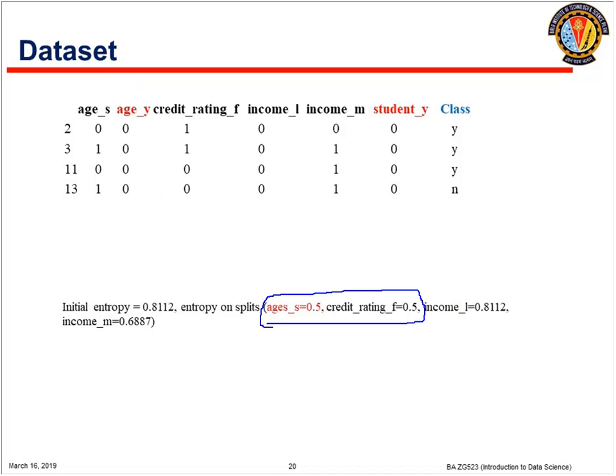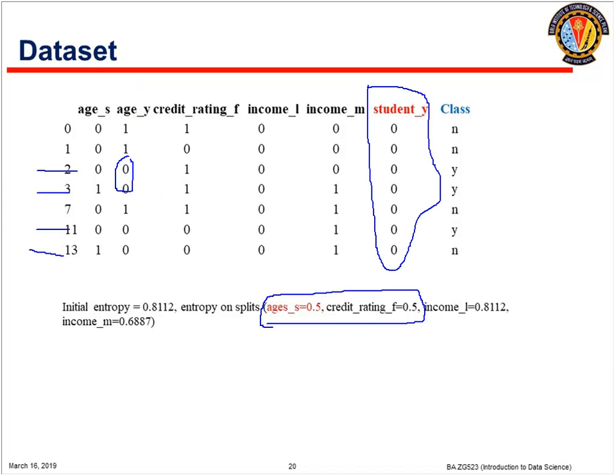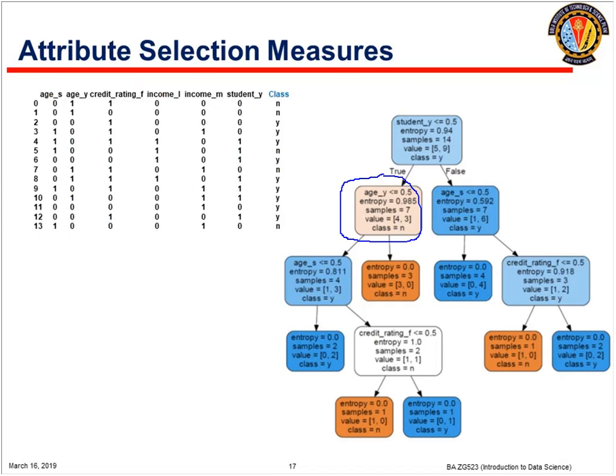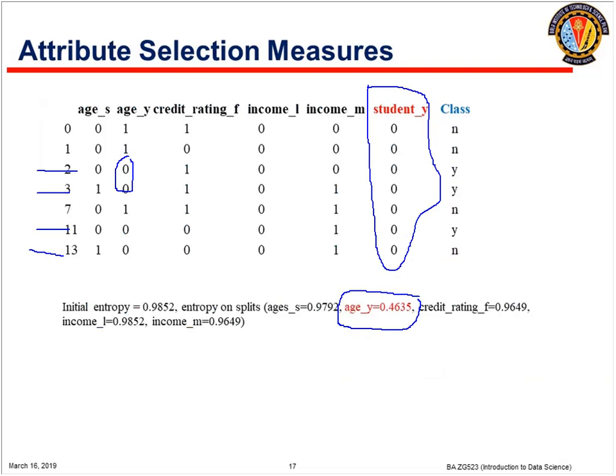In the PPT, you see that it selected age_s. But when we ran the program, it selected credit_rating_f, because we didn't use a seed. So here you can use either one. In this particular case, let's continue with the PPT, so age_s is selected.